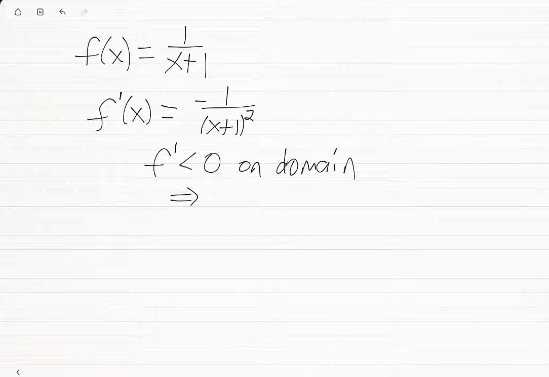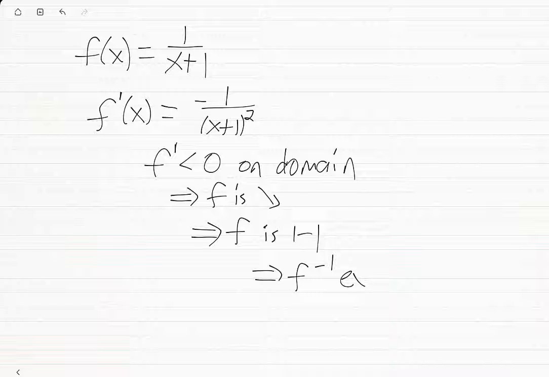That tells us the function is decreasing on its domain. If the function is always decreasing, that means it's monotonic, or more importantly, it tells us that the function is 1-to-1. And once we know it's 1-to-1, that's what tells us that an inverse function exists. So just remember that if you look at the graph and you believe it passes the horizontal line test, you have to do a little bit more work to verify that it really does.